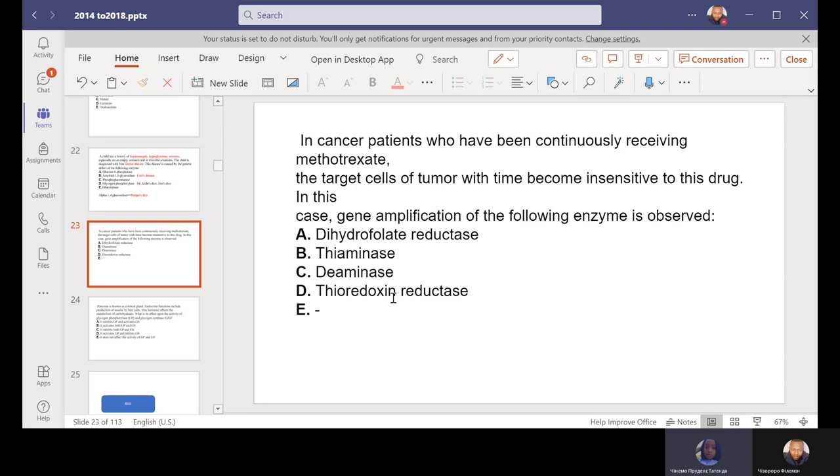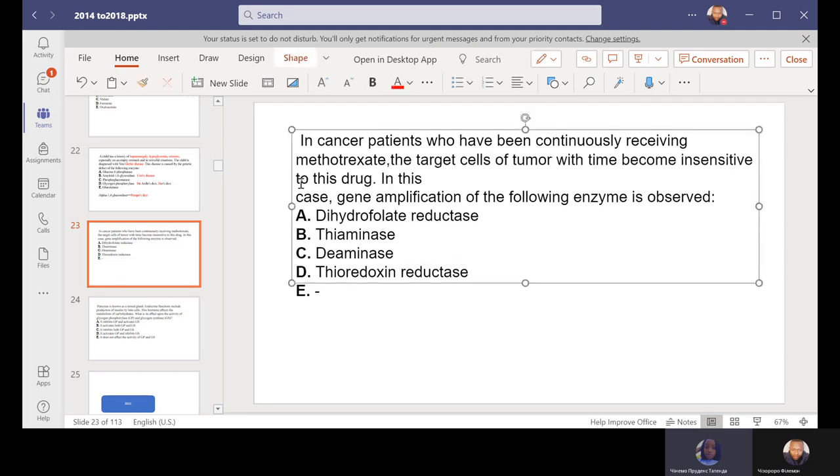In cancer patients who have been continuously receiving methotrexate, the target cells of the tumor with time become insensitive to the drug. In this case, gene amplification of the following enzyme is observed.